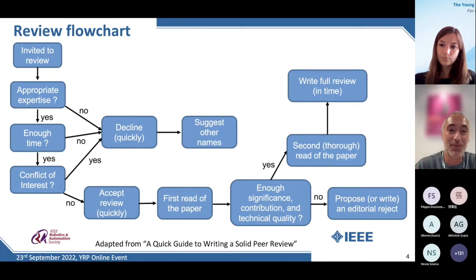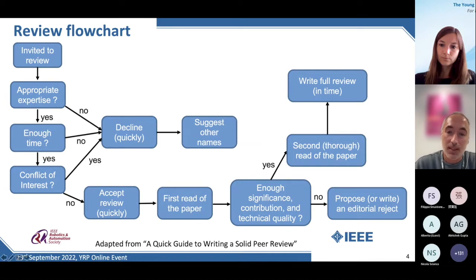When you accept the review invitation, take 1 or 2 days to decide what to do, but then take an action, a decision quickly, because the more you wait, the more the process is delayed. You decline quickly, and then you may suggest other names that you think could be good names to review the paper. Otherwise, you accept quickly again. Okay, so the facilitator will know that you will review, and then it doesn't have to look for other people.